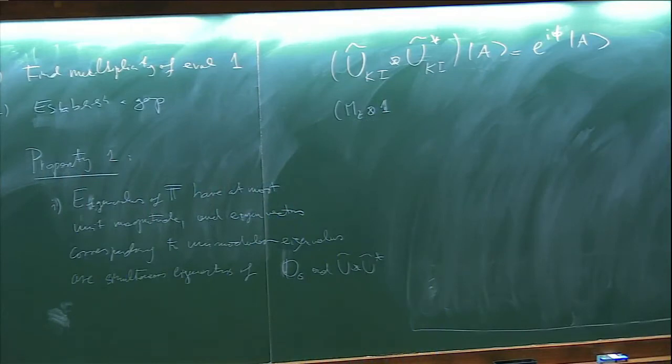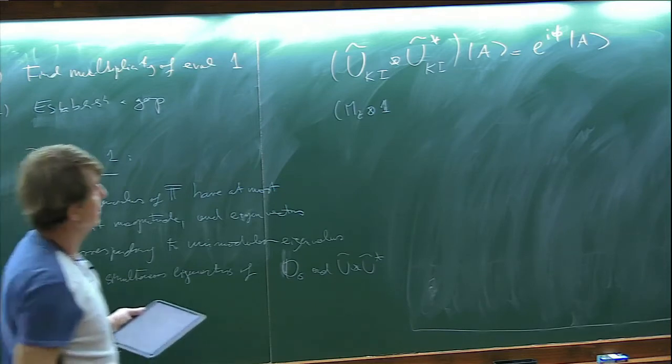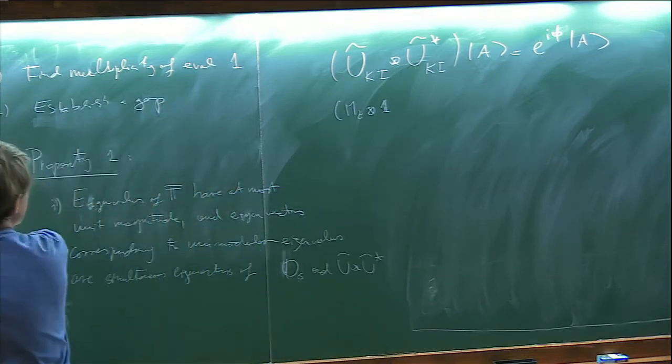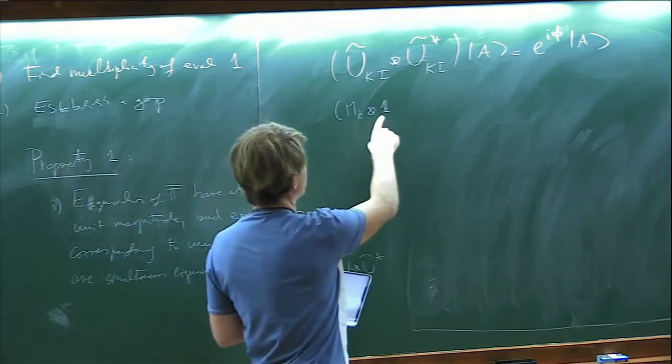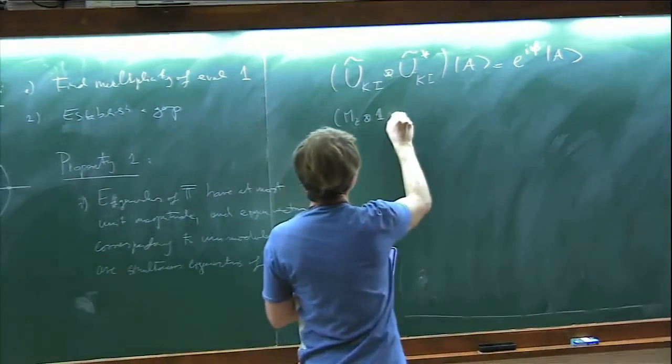I mean, that thing has a real spectrum. So the only eigenvalue which is on the unit circle is eigenvalue 1, right? It has a positive real spectrum, obviously, because it's an exponential of something which has a non-negative spectrum. Which means that the fact that this guy has an eigenvalue on the unit circle means that this has to be an eigenvector in the kernel of this guy, right?